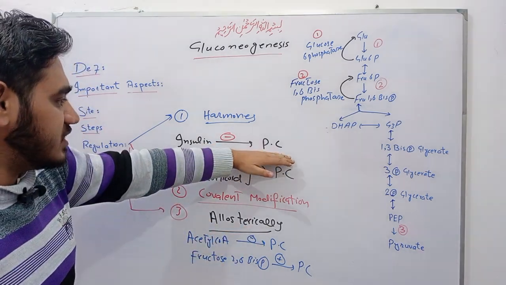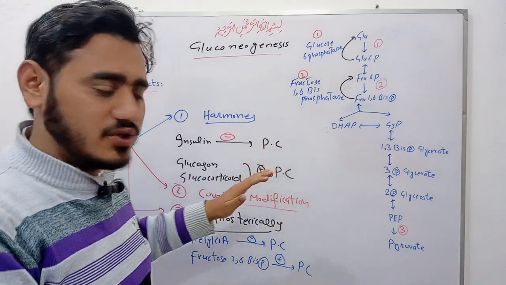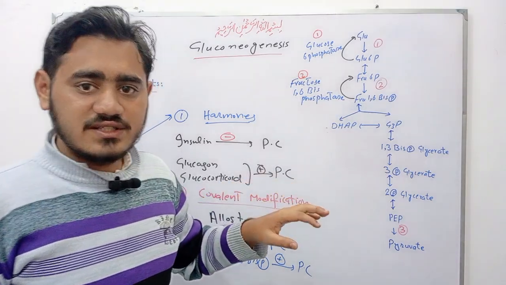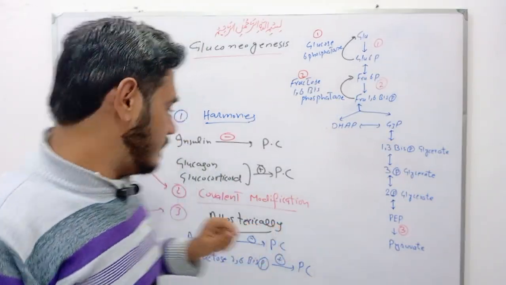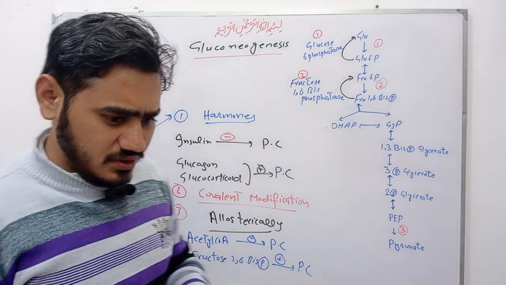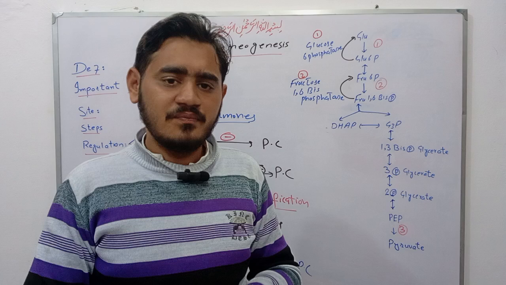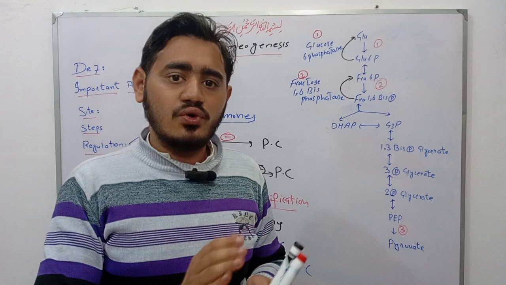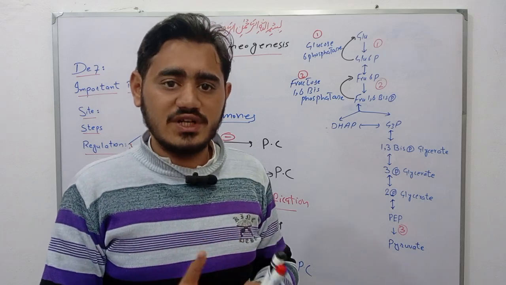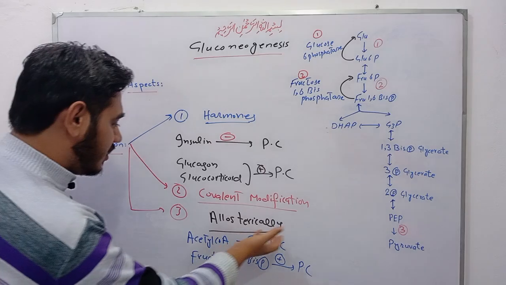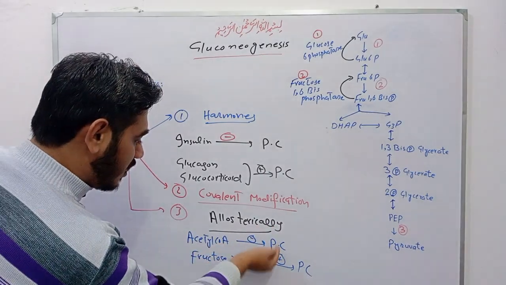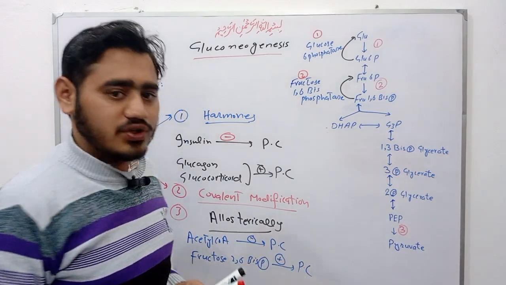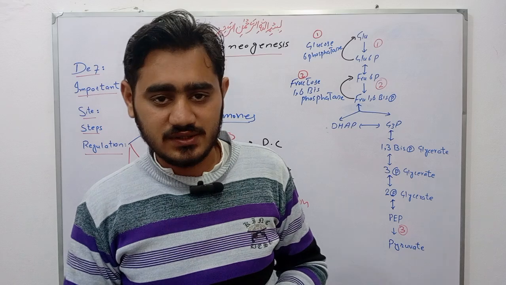Insulin inhibits pyruvate carboxylase enzyme. In this way, it inhibits the gluconeogenesis process. Glucagon and glucocorticoid both activate pyruvate carboxylase enzyme and thus favor the gluconeogenesis process. Covalent modification increases the production of cyclic AMP that activates cyclic AMP dependent protein kinase enzyme that ultimately activates the gluconeogenesis enzyme and favors the gluconeogenesis process. Third one is allosteric regulation. Acetyl-CoA inhibits pyruvate carboxylase enzyme, and fructose 2,6 bisphosphate activates pyruvate carboxylase enzyme and favors the gluconeogenesis process.